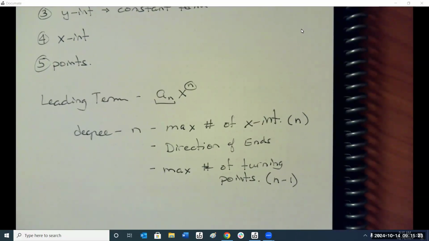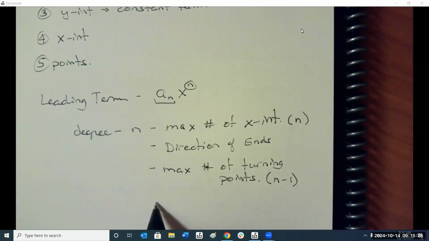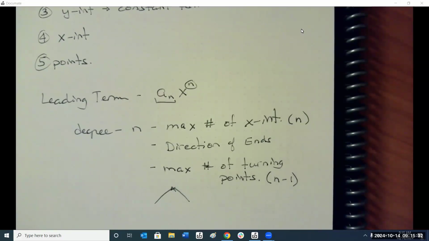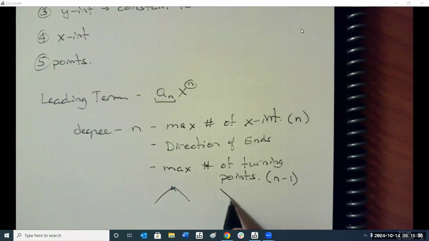What are turning points? Those are the points where it stops increasing and starts decreasing. It's the vertex. Or it starts from going decreasing to increasing. That's the turning point.